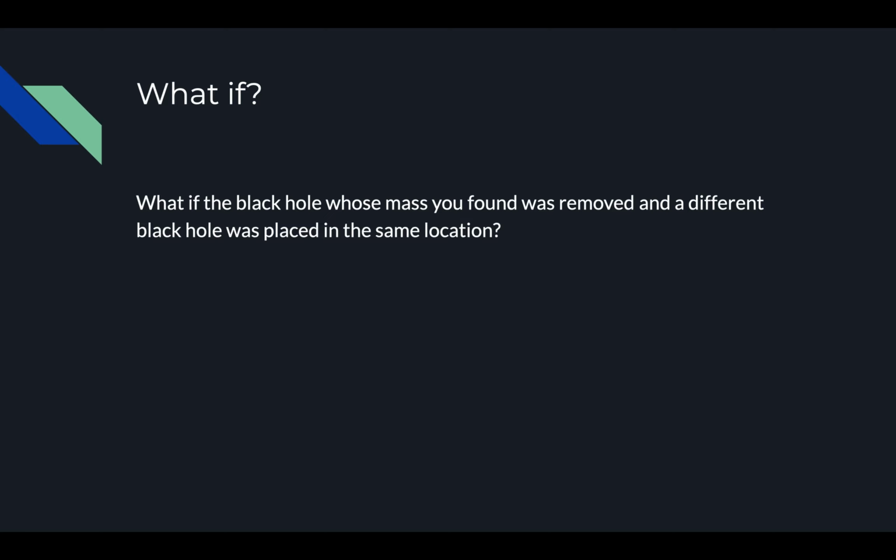So if the motion is exactly the same, if it's not different at all, then we don't have a way of telling any difference between this new black hole and the old black hole. So there's no way of finding a new mass.